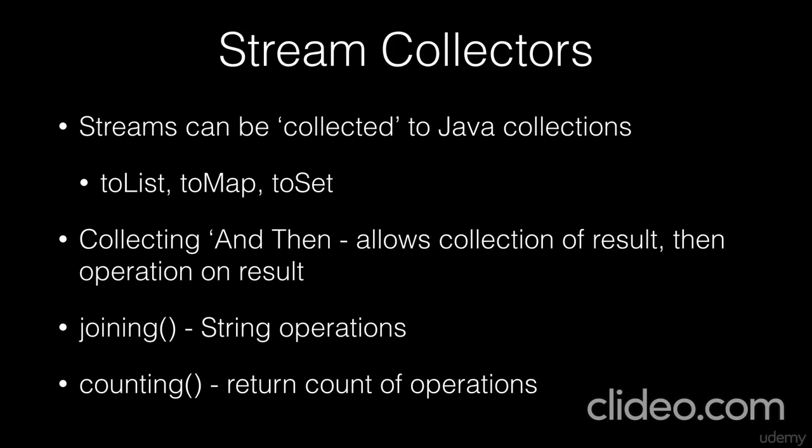So right off the bat, we have toList, toMap, and toSet. There is also a collectingAndThen, and this is going to allow the collection of the result and then an operation on that result. So you can do some neat things there. We do have collector operations for joining, specifically for string operations. And then we also have counting, that's going to give us a count of the elements.